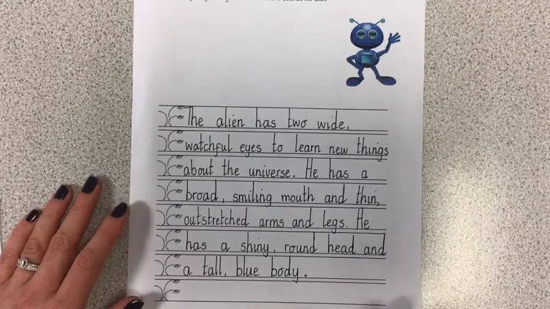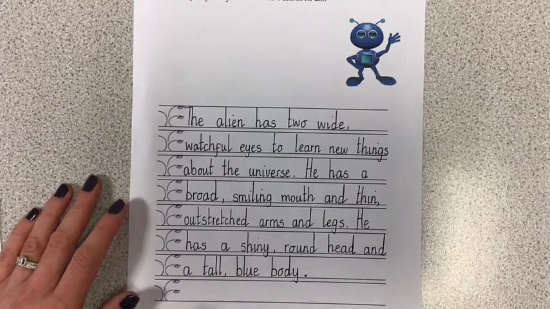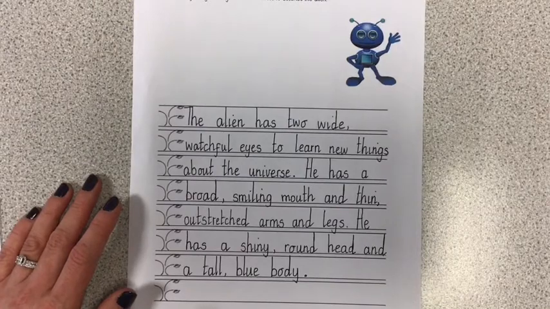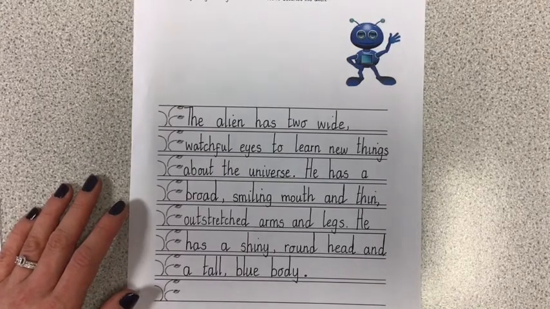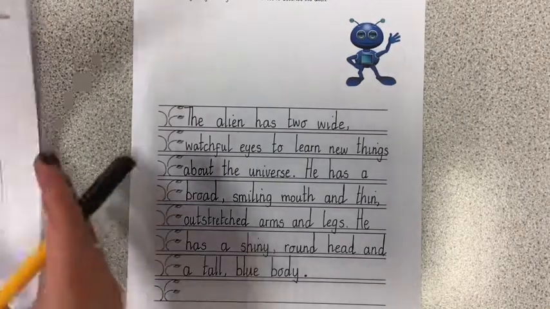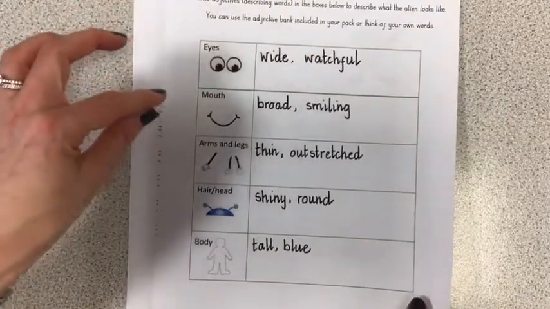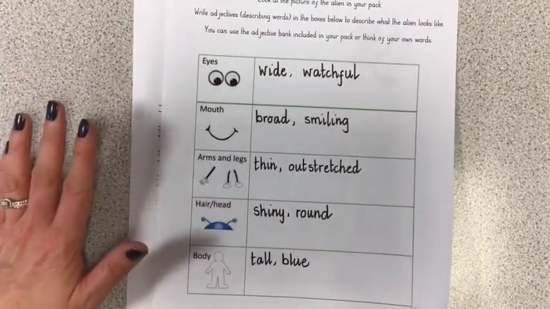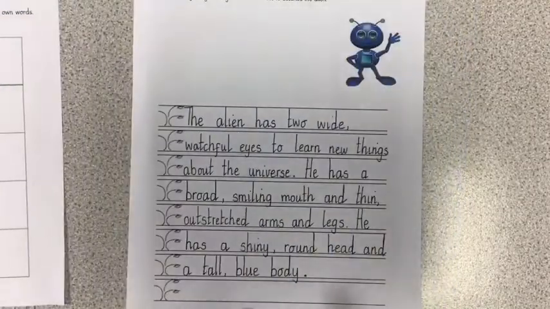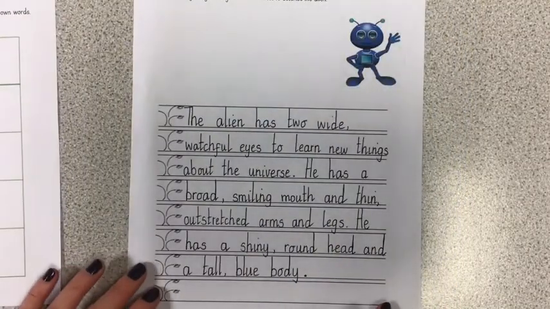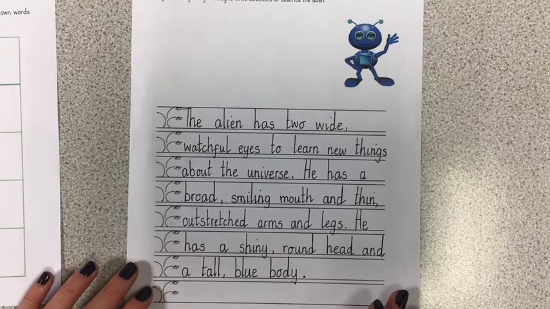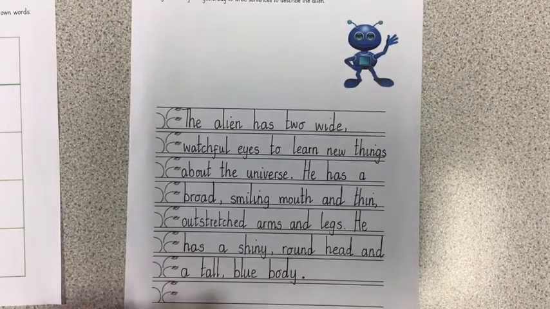Mums and dads, again, similar to last week when we wrote about the setting description about the forest, do this a little bit at a time. So write a little bit at a time. So a couple of sentences, pause the video, let children have a break. That's absolutely fine if they want to come back to it at a later time. Okay. Well done, everybody. We can't wait to read your character descriptions about the alien.